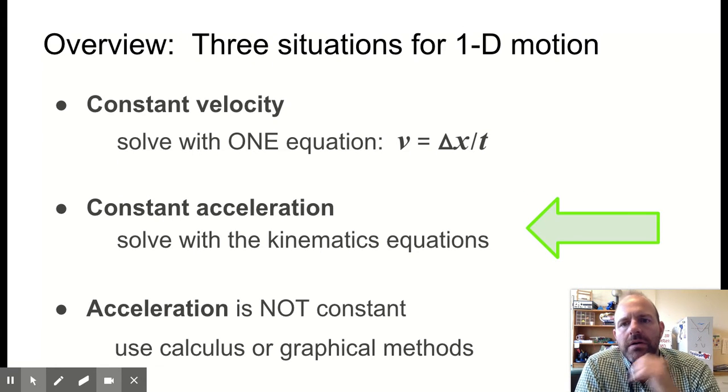So, three different situations for one-dimensional motion that matter. The first is constant velocity. We already know how to talk about that. That's the definition of velocity, is displacement over time. We are going to talk in this video about constant acceleration, solving with kinematics equations. And then we will eventually get to acceleration that isn't constant. And for that, we'll need to go back to graphs or to using calculus.